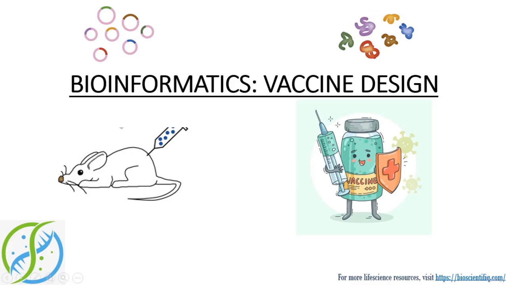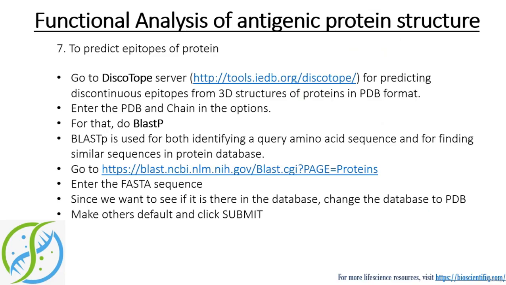In this lecture, we'll discuss how to predict the other types of epitopes such as discontinuous epitopes, then how to predict the immunogenic regions in a protein structure by going to another server, and then how to predict the glycoprotein antigen epitopes. So the first server that we are going to deal with is the Discotope server for predicting the discontinuous epitopes from the 3D structure of proteins in the PDB format.